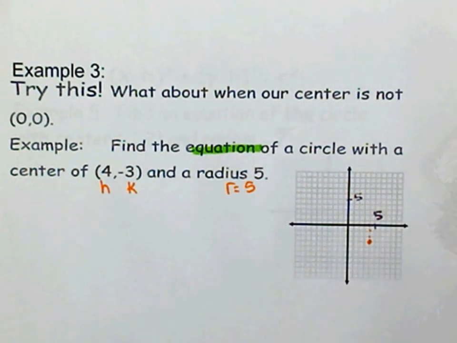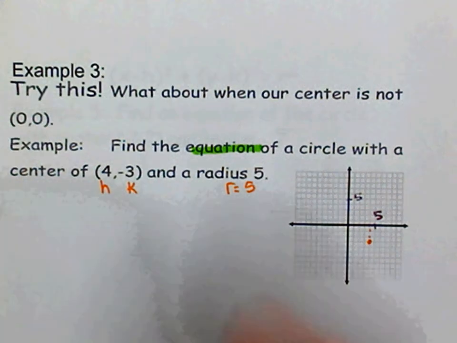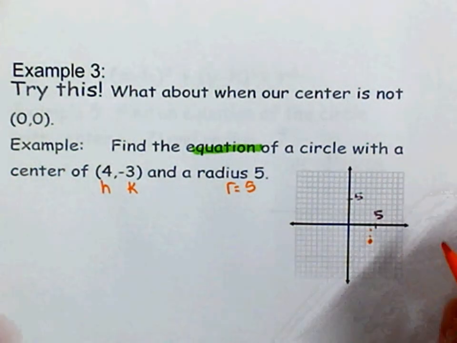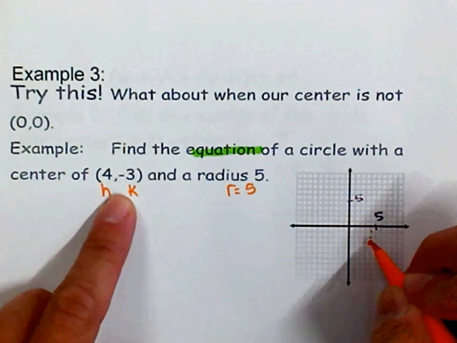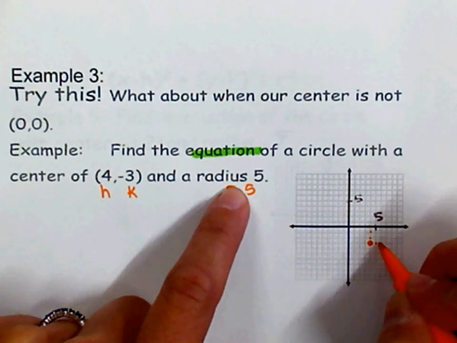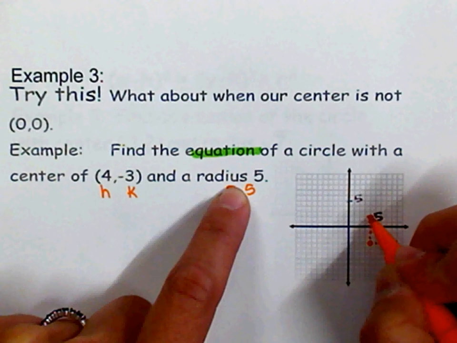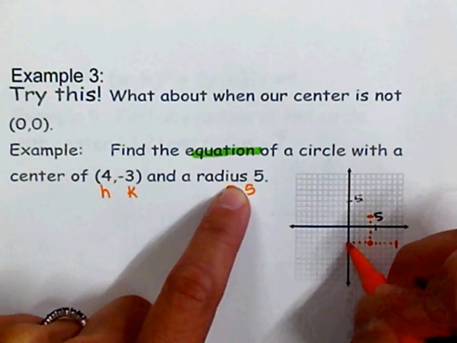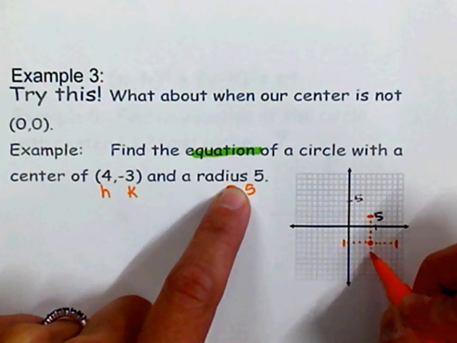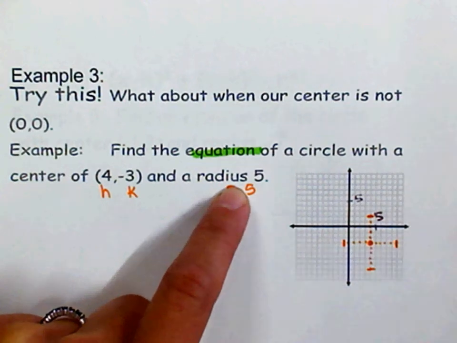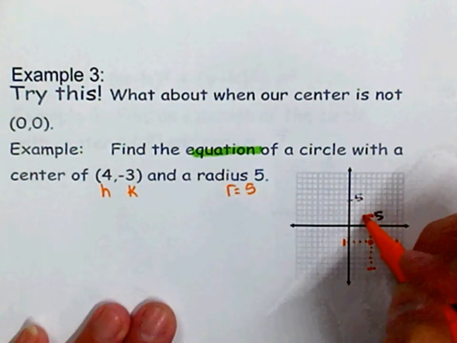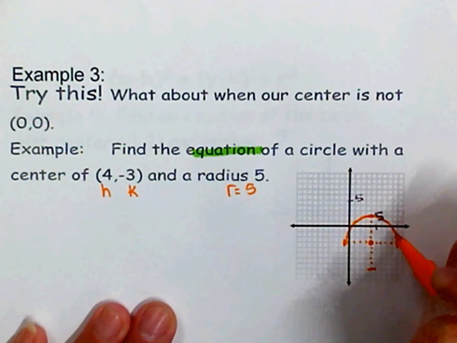So we're graphing. Here's your center. Your radius is 5. So 1, 2, 3, 4, 5 in each direction. Kind of looks almost like a Star Wars thing. There you go. And there's your circle.